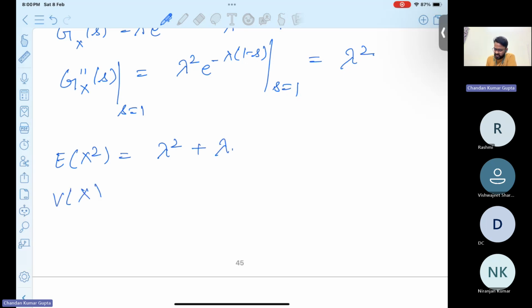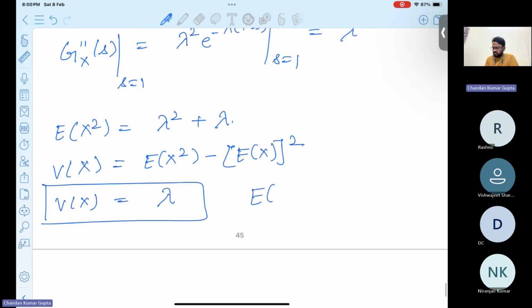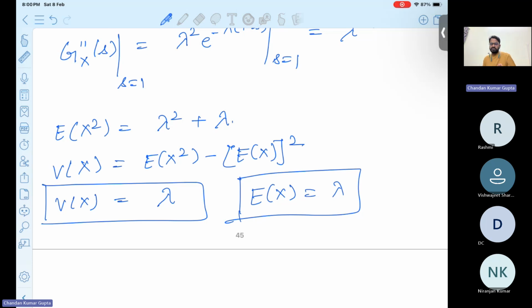And the variance of X is defined as the expectation of X square minus expectation of X whole square. This comes out to be variance of X is lambda. So variance of X is lambda and expectation of X is also lambda, and it is a Poisson distribution in which the mean and variance have the same value, which is equal to its parameter.